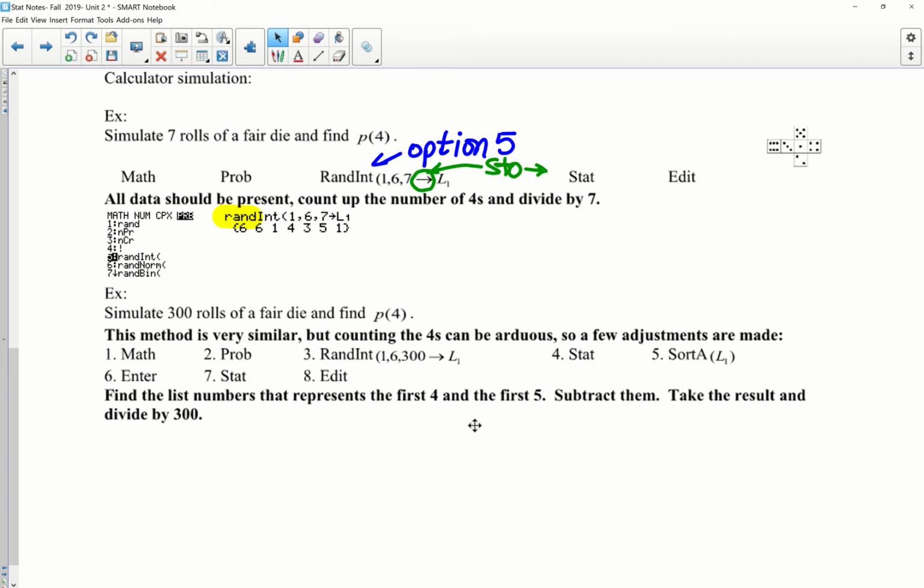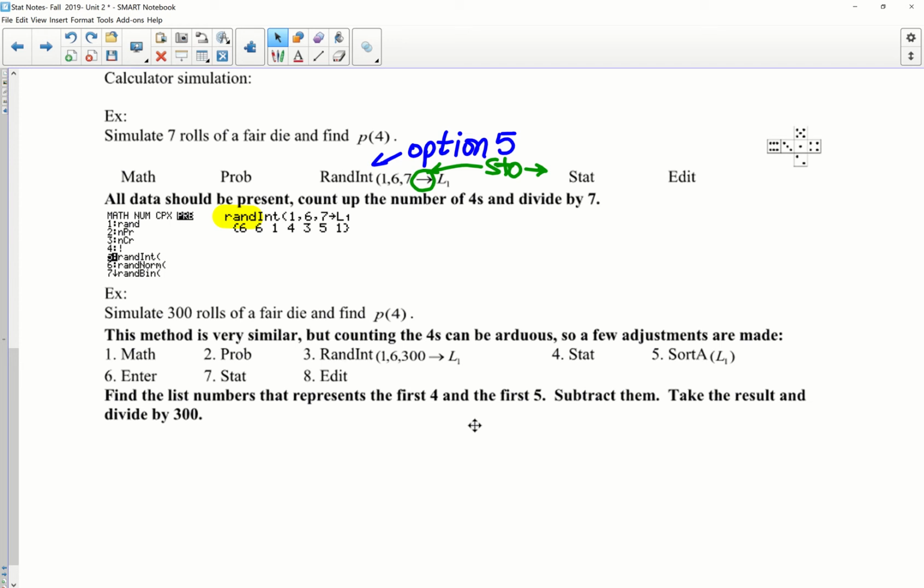Because what the calculator is actually doing is randomly selecting numbers between 1 and 6, and doing it 7 times. All right? So it's the same idea as rolling a die 7 times. But it's giving you all the outcomes in one shot. It also is storing it into L1.